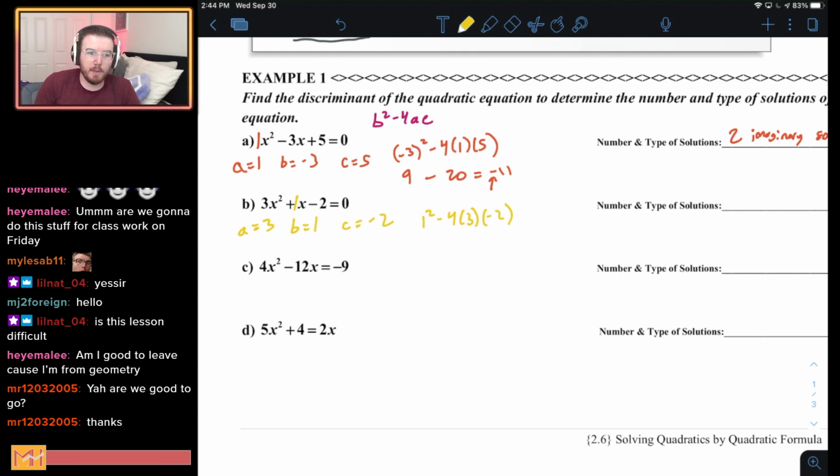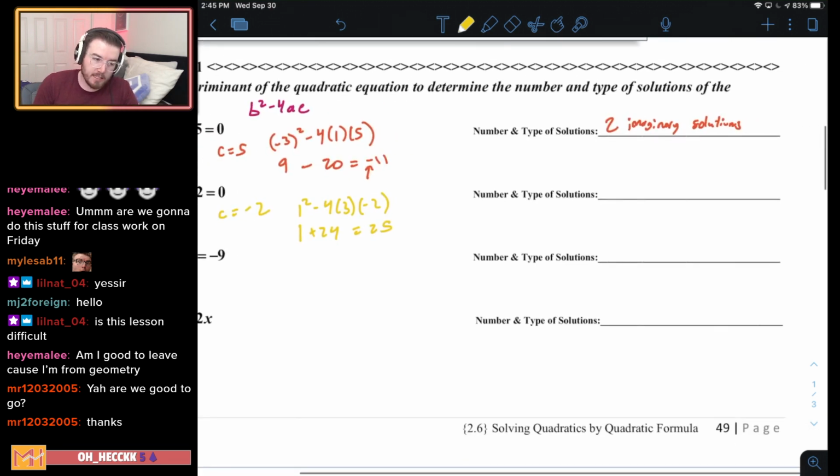So b squared minus 4ac. 1 squared is 1. Then negative 4 times 3 is negative 12, and negative 12 times negative 2 gives a positive 24, because the two negatives cancel out, and we get 25. So we have a positive discriminant, so we'd have two real solutions in the end.